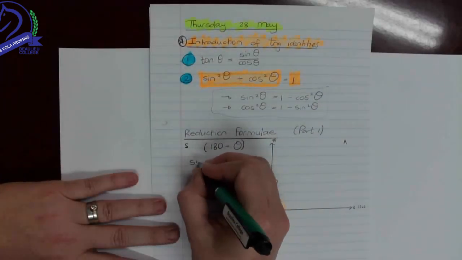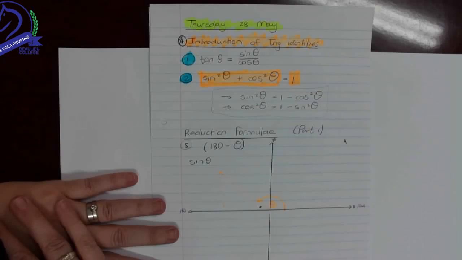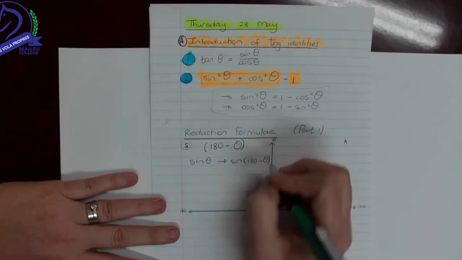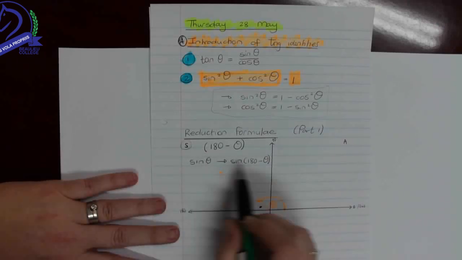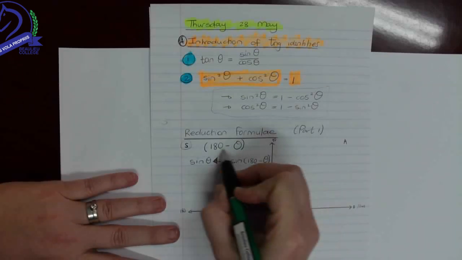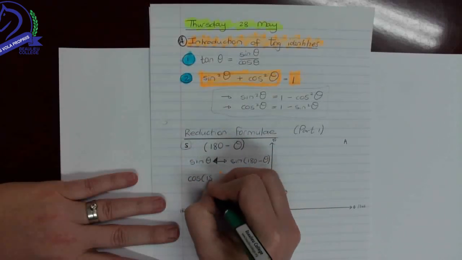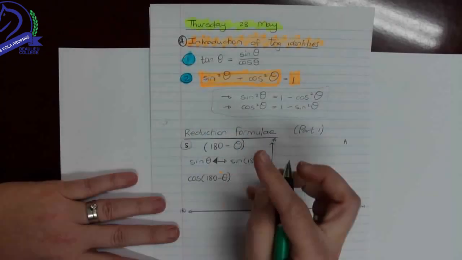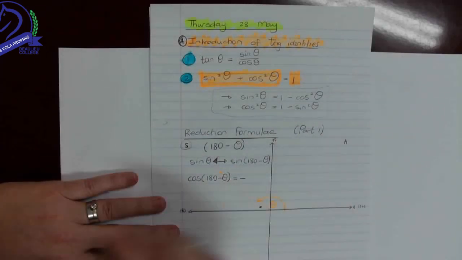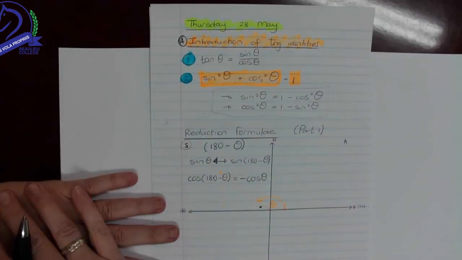What do I know about 180 minus theta? So instead of writing sine theta, and I know that all my sine ratios are positive in here, I can also write it as sine 180 minus theta. I'm rather going to ask you to write sine 180 minus theta as sine theta. Okay, so what happens if I give you cos 180 minus theta? Now, what do I know about cos in this quadrant? I know cos is negative.